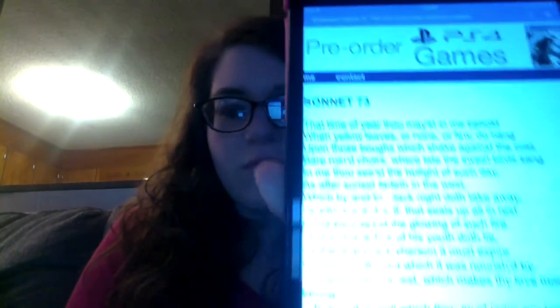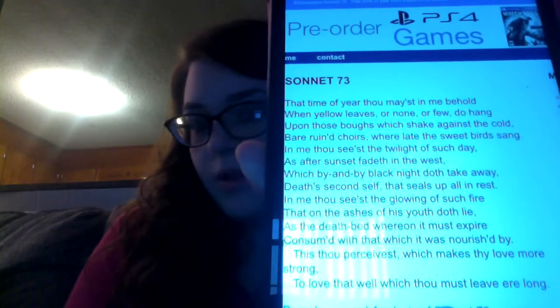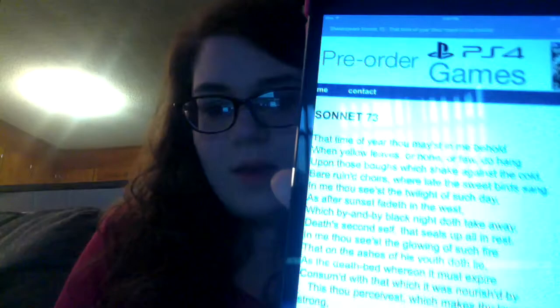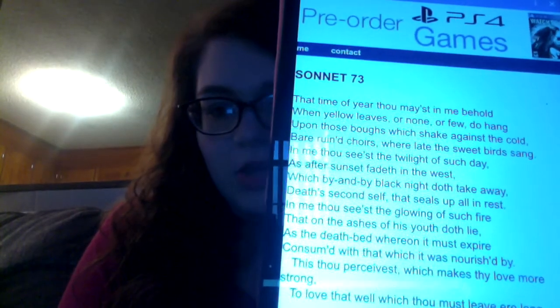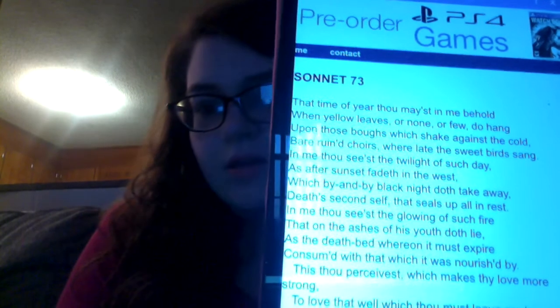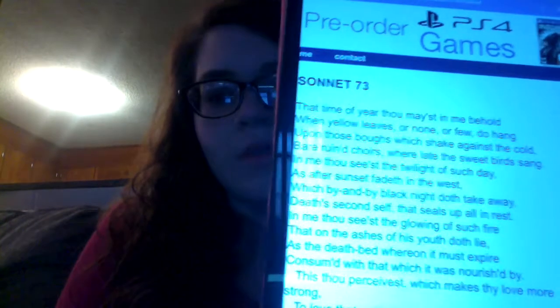Alright, so this is my copy of Sonnet 73. And I want you to look first at the, does anybody know? I'm assuming somebody said it, the rhyme scheme. So what I want you to do is to label the rhyme scheme of a sonnet. Look at the ending of the lines and figure out the pattern. Alright, so what you need to do now is label them.